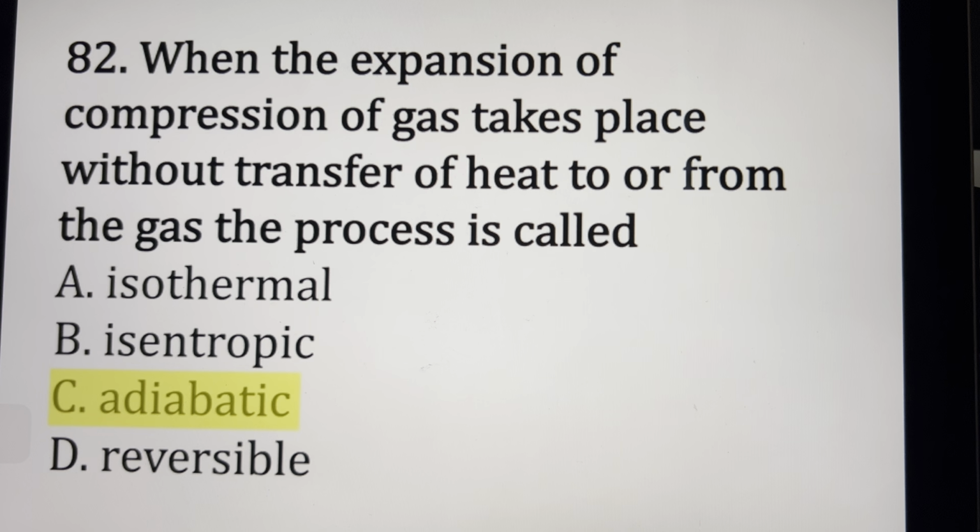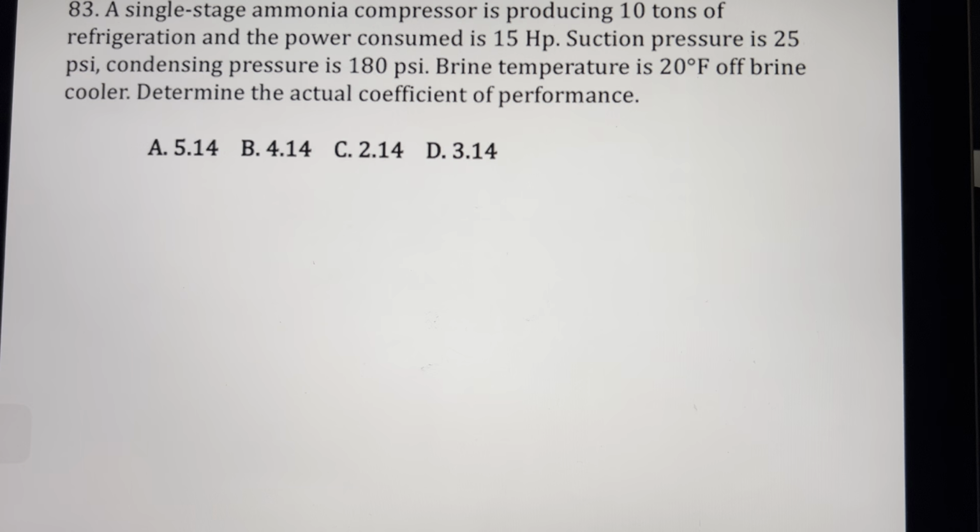process is called adiabatic. Next one, a single-stage ammonia compressor is producing 10 tons of refrigeration and the power consumed is 15 horsepower. Suction pressure is 25 psi. Condensing pressure is 180 psi. Drying temperature is 20 degrees Fahrenheit of drying cooler. Determine the actual COP. Recalling, the coefficient of performance is the ratio of the capacity or QA and the power consumed by the compressor. And those two are both given.